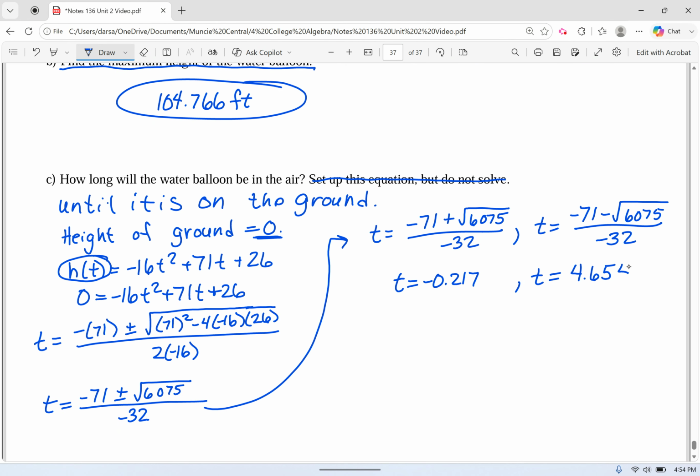So our 2 possible answers to the question of how long is the balloon in the air is either negative 0.22 seconds or 4.654 seconds. Which one of those makes the most sense? Well, time can never be negative. So the water balloon is going to be in the air for 4.654 seconds.